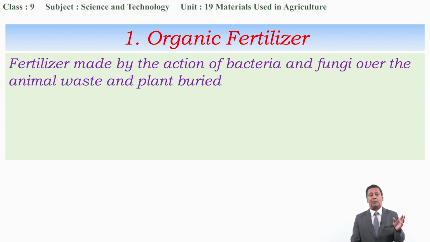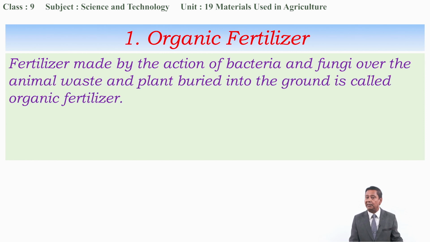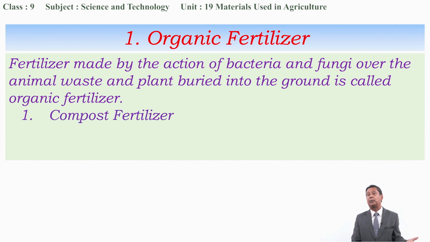Fertilizer made by the action of bacteria and fungi over the animal waste and plant buried into the ground is called organic fertilizer. Organic fertilizer is made by the animal waste or agricultural waste or both, and when they are buried into the ground, then the bacteria or fungi act on this organic matter and it converts to organic fertilizer. Now, it can further be divided into two types. One, compost fertilizer, another green fertilizer.